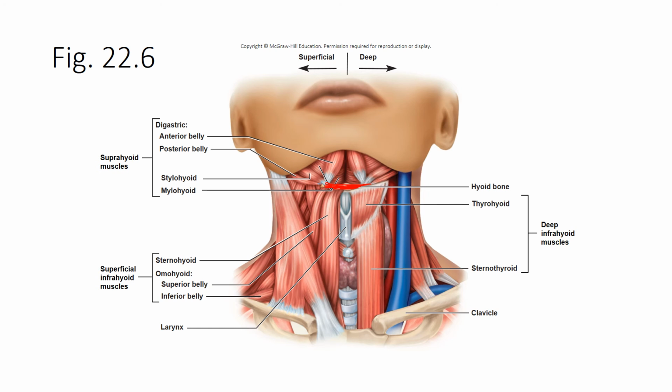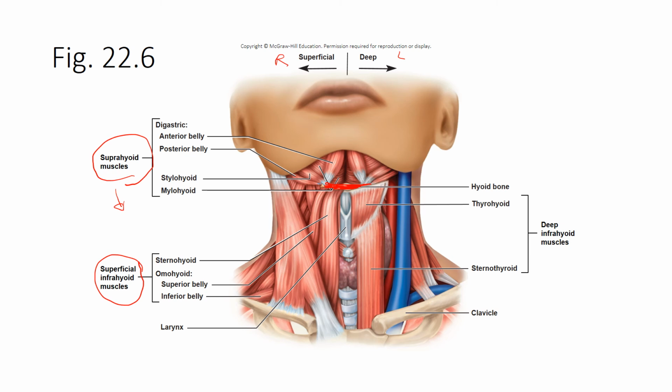This will be the right side. Of course, this will be the left side. So this will be the superficial, this will be the deep. In the superficial, you have two. You have the suprahyoid muscles. So if you have suprahyoid, what do you expect? You have infrahyoid muscles. Okay, so we have suprahyoid muscles and infrahyoid muscles. Suprahyoid, you have the digastric, its anterior belly and posterior belly, and you have the stylohyoid and mylohyoid.